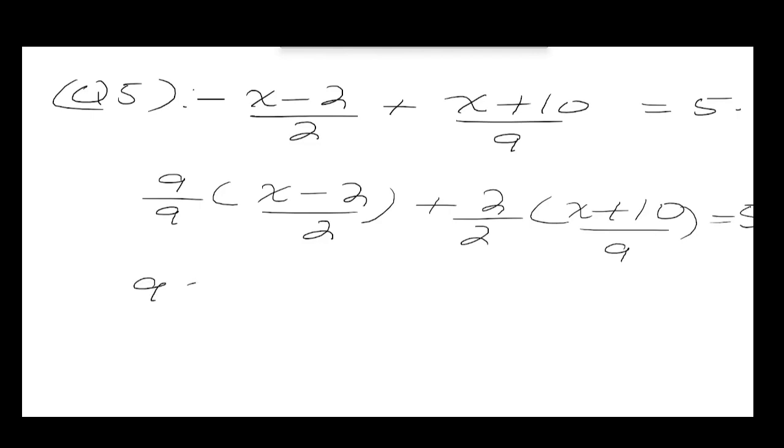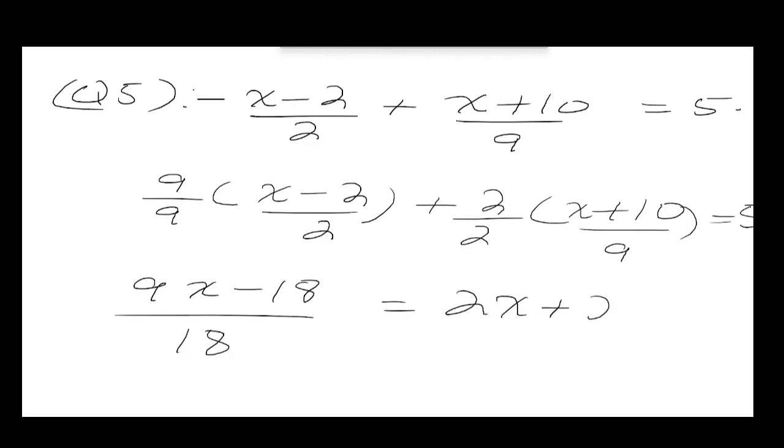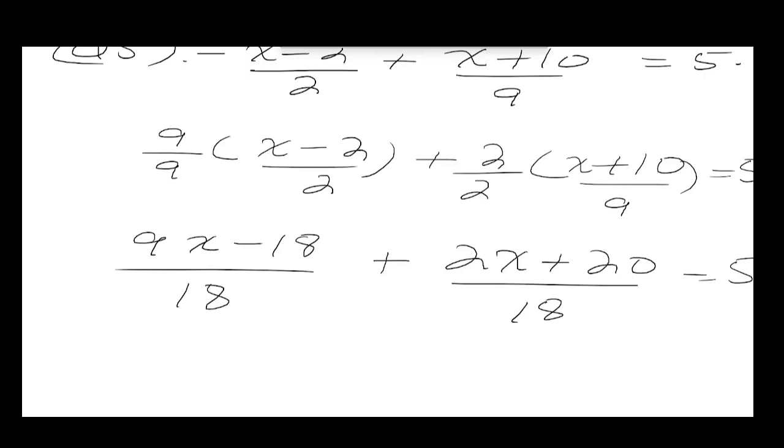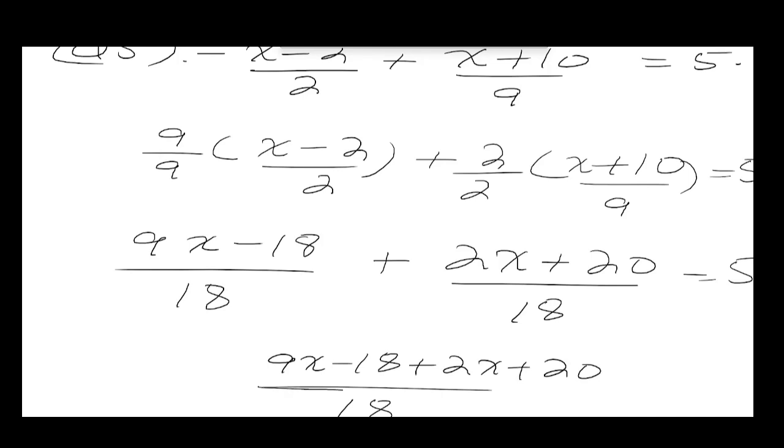Okay, so we will have 9x minus 18, and then the denominator will be 18. Then we can just conclude 2x plus 20 divided by 18, and this is equal to 5. So now what will occur here? The sign is positive, so I can write this. So now that the denominator is same, we can just write 18 below, and 9x minus 18 added with 2x plus 20 just in the same line, which is equal to 5.